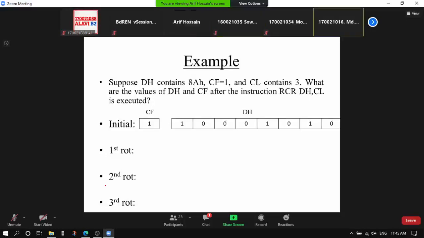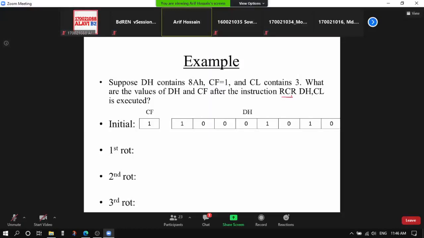Yes, sir. Okay, so help me solve this one. The question is DH contains 8AH, so this is the binary form of 8AH. This is what your DH contains. Initially your carry flag is 1 and CL contains 3. That means there will be total 3 rotate carry right. Actually, we should say rotate, not shift. Shift was a different thing. Now we should say rotate.